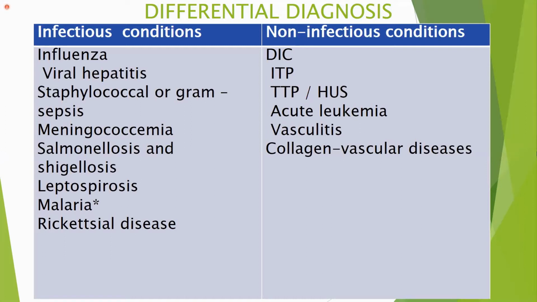The non-infectious conditions which we keep in our list include DIC, because there is bleeding diathesis, bleeding from different orifices, and decreased platelet count; ITP, immune thrombocytopenic purpura; TTP and HUS, thrombotic thrombocytopenic purpura or hemolytic uremic syndrome, as there is a decreased platelet count, oliguria, and renal involvement; and acute leukemia, as there is bone marrow involvement; vasculitis, and collagen vascular diseases. So this is the list which we will keep in our differential diagnosis of viral hemorrhagic fever.